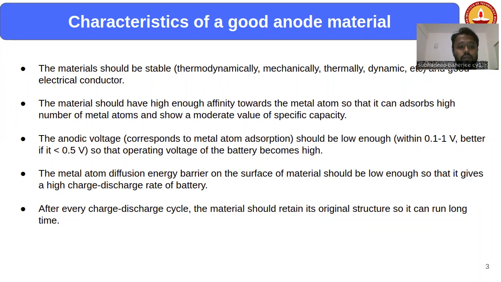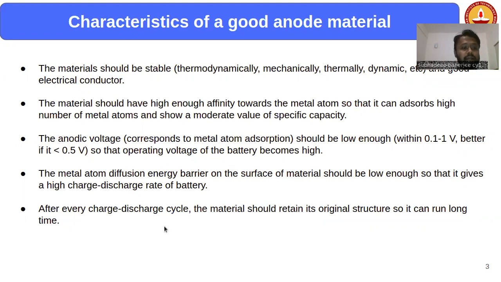voltage from this material should be in a lower range, so that from the overall cell we will get a higher range of voltage values. The charge discharge rate is directly related to the metal atom diffusion energy barrier. Therefore, the metal atom diffusion energy barrier should be low enough on the material surfaces. And finally, we all expect that the materials should run a long time, so in every charge discharge cycle, the deformation should be low enough.